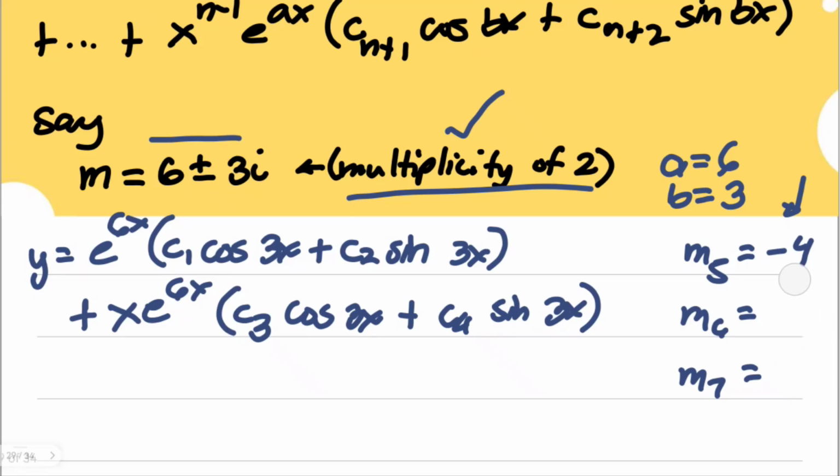Allow me to erase this so that you will not be confused. But this is how we write the solution, okay, for a situation like this.